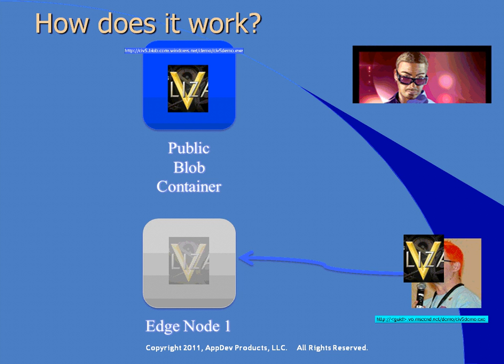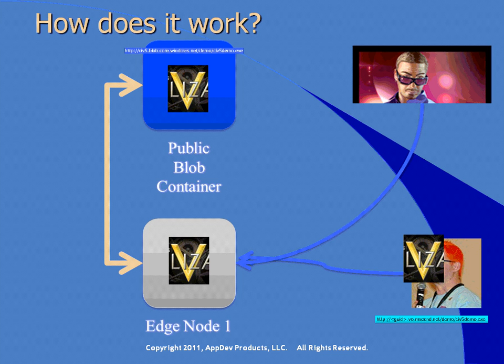But then we have another guy, the disco dude. This disco dude now wants the same blob, so he makes a request to the same edge node. And the first thing the edge node will do, it will call out to the public blob container and ask if the public blob container has an updated version of that blob. If it does, it will download the updated version to the edge node and send it out to the disco dude. Otherwise, it'll just recall the current version of the blob and send that to the disco dude.